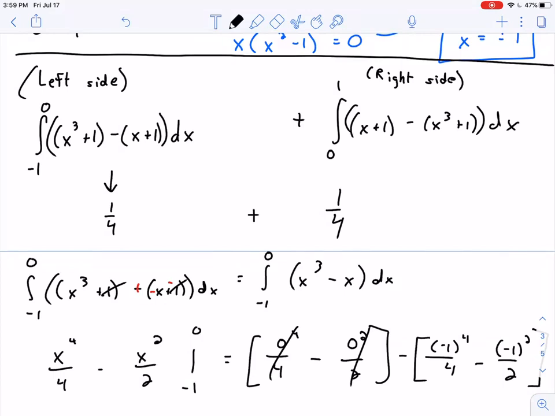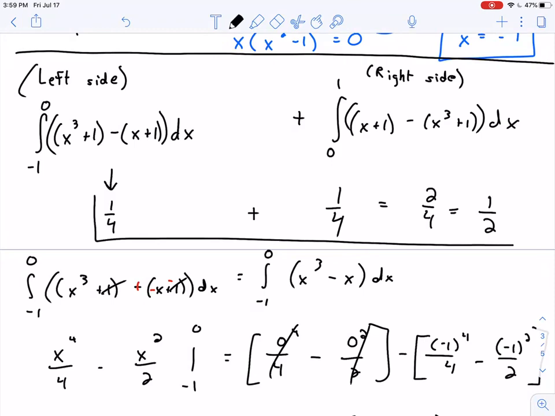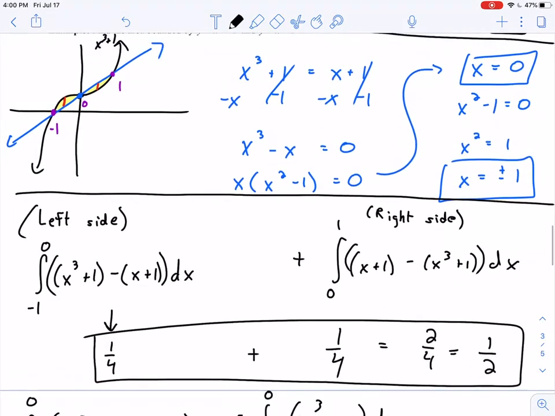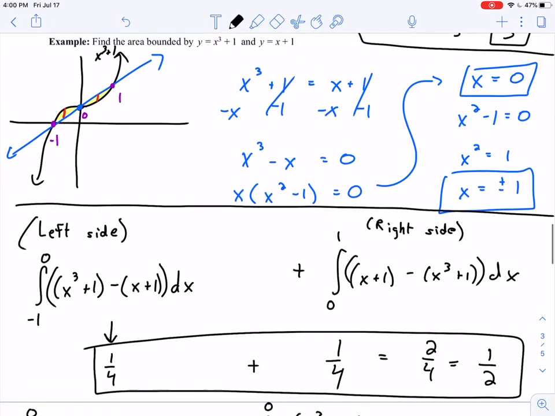So now I'm saying 1/4 plus 1/4. Well, that's really 2/4, which gives me a total area of 1/2. So once I add these two together, that gives me the total area bound by those two functions. That's what gives me that yellow shaded region in my picture up here. The two yellow shaded regions together have a combined area of 1/2.